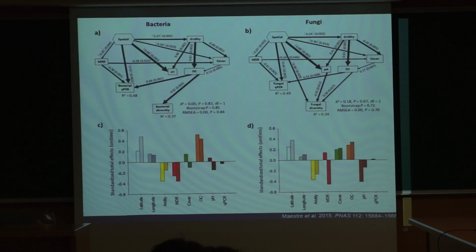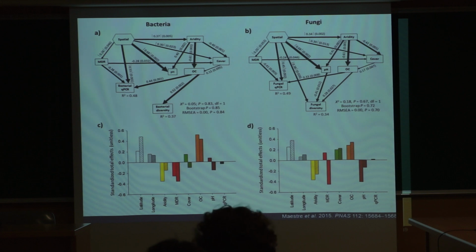So we further explore this pattern using, again, SEMs, structural equation models, where we also include predictors other than aridity that we know are important drivers of soil microbes. We include, for instance, soil organic carbon, pH, the cover of plants, and also variations in mean diurnal temperature range, which are quite important drivers of bacterial activity in many natural ecosystems. And we have explored the effects of these predictors on both the abundance and diversity of bacteria and fungi.